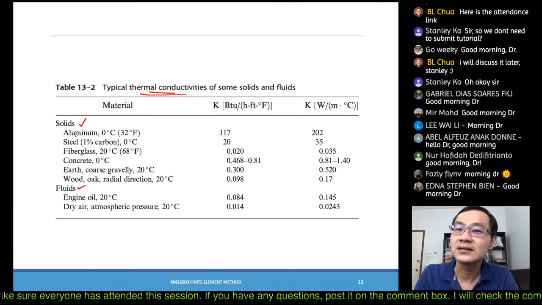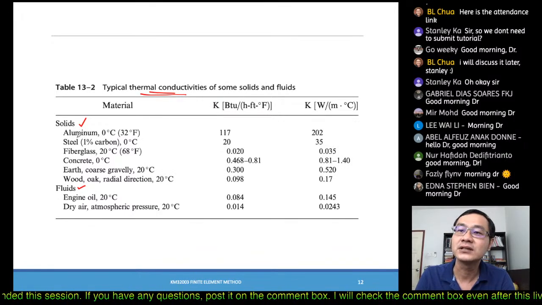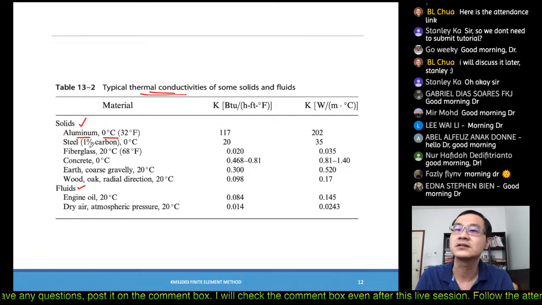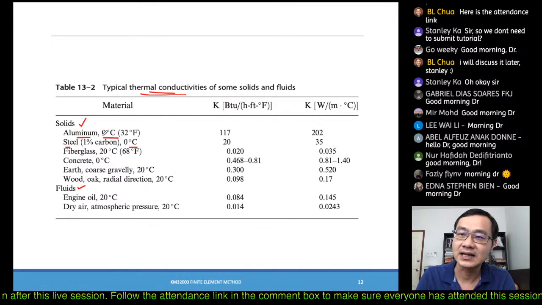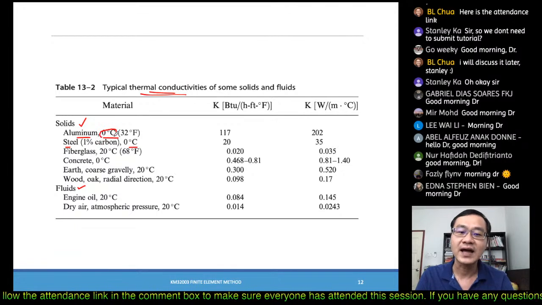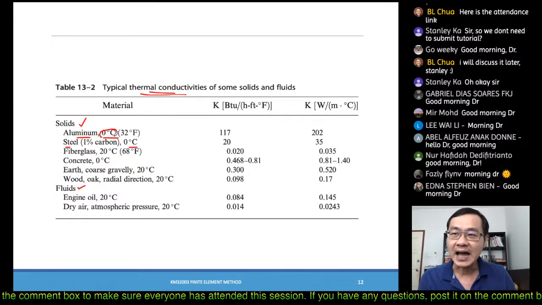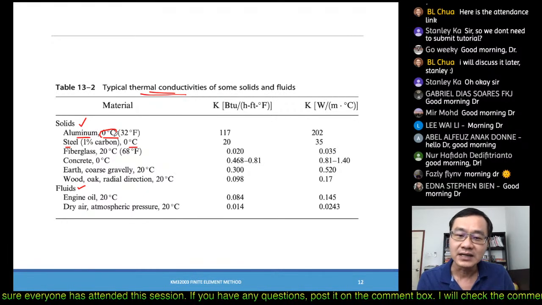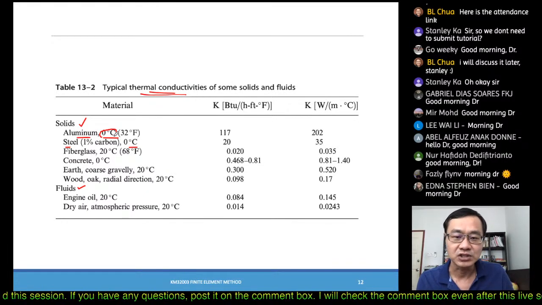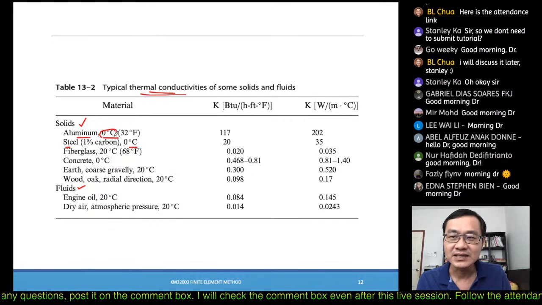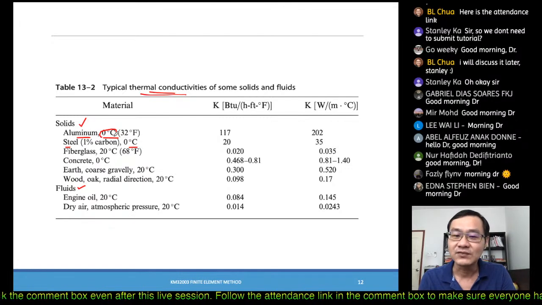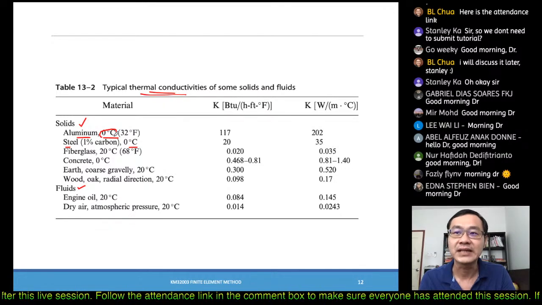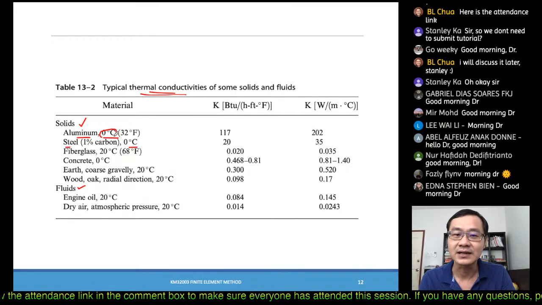Also you can see that in here they would mention aluminium 0 degrees Celsius, steel 0 degrees Celsius, meaning the thermal conductivity when they do the test, this is the test temperature, right? So you can always find the thermal conductivity for certain materials at a certain temperature. In general, a material's thermal conductivity will change according to the temperature. This is a characteristic of the material.